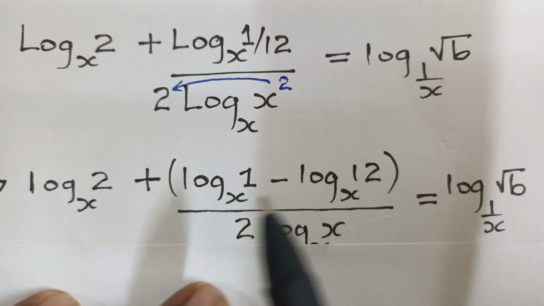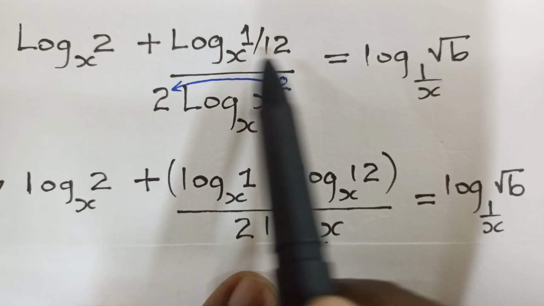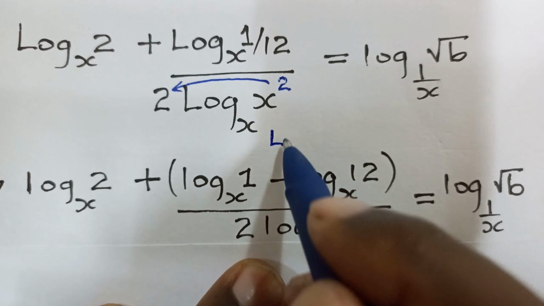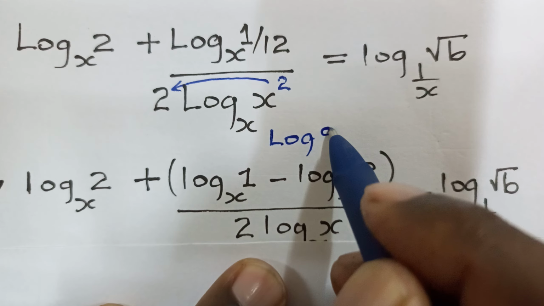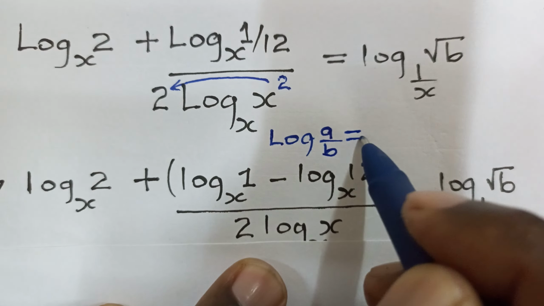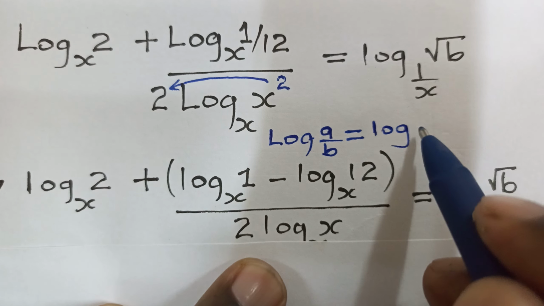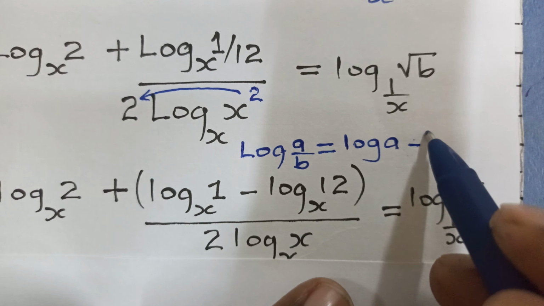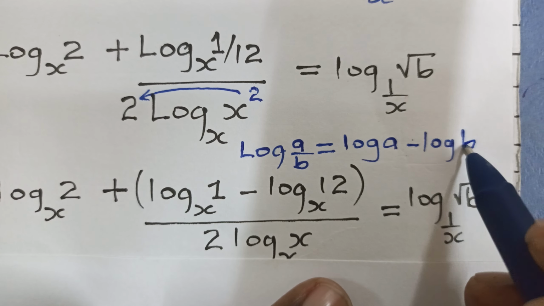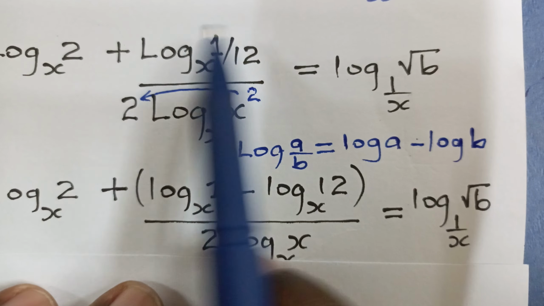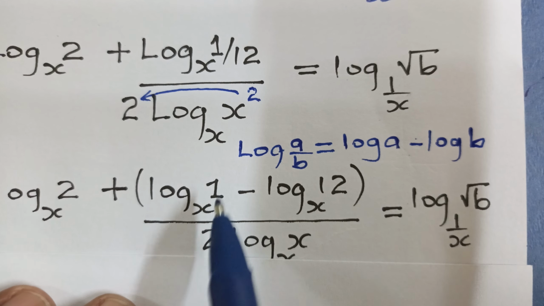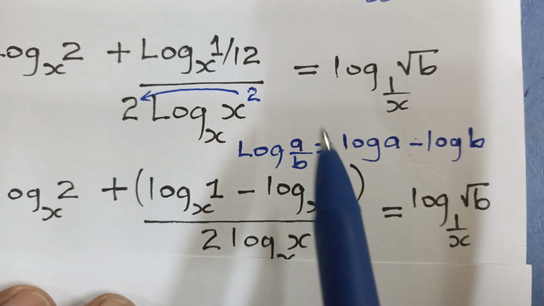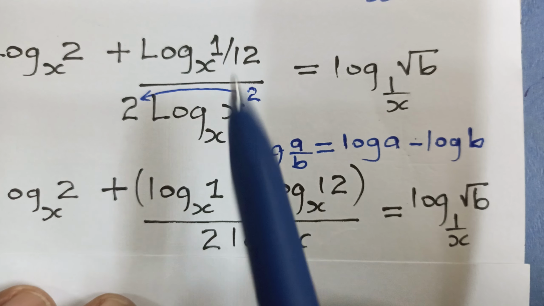to base x plus. When we find something like this, this is the same as we can say log a all over b can be written as log a minus log b. And so therefore, this is what I have done to that. So we have log 1 to base x minus log 12 to base x, since it is in this form, a over b, that is 1 over 12.